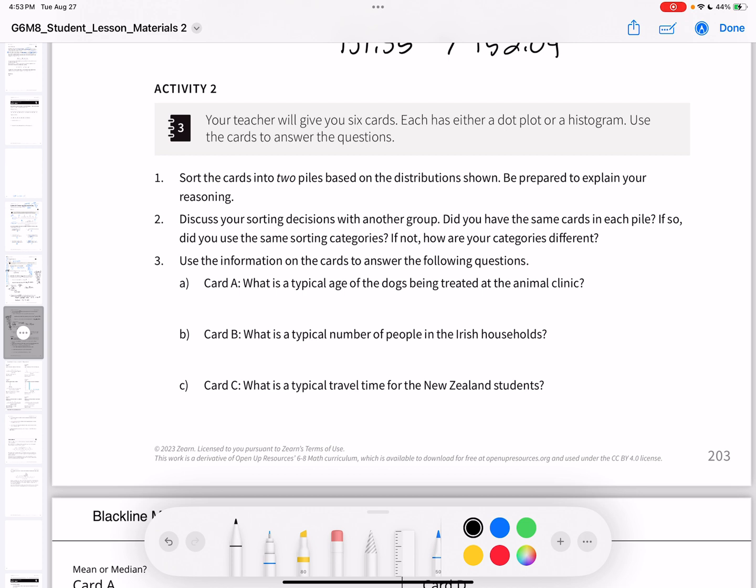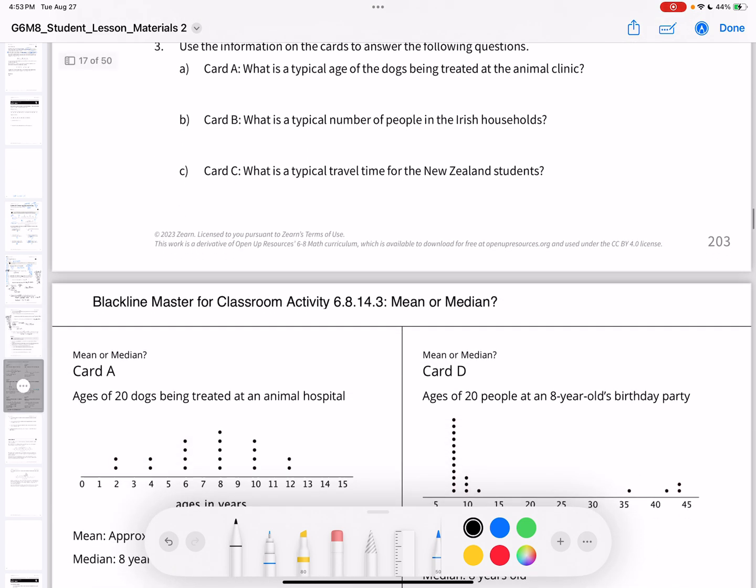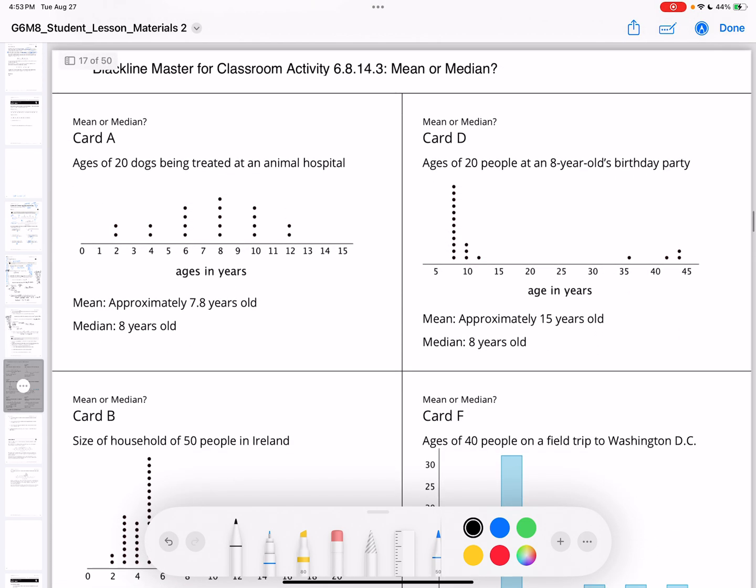We're going to look at these cards first. So card A, age of 20 dogs being treated at an animal hospital. So we have a pretty symmetrical, so I'm going to say this is a symmetrical spread here, right? And we can see that the mean is 7.8 and the median is 8. So this is symmetrical.